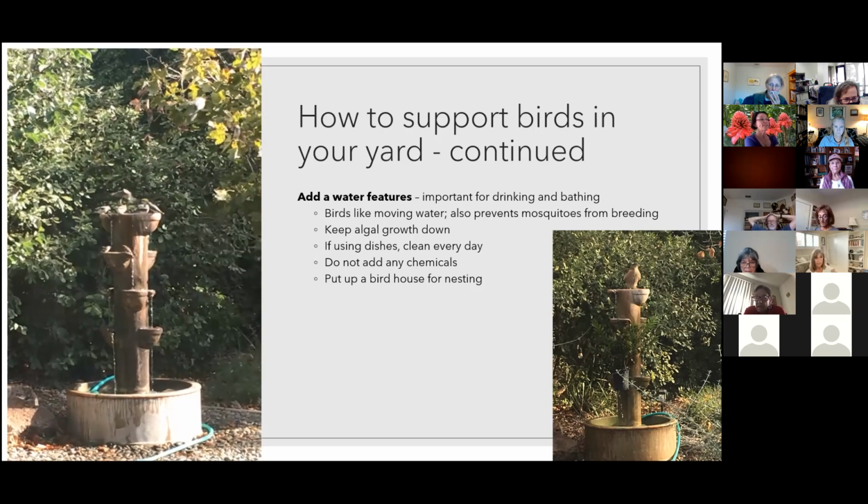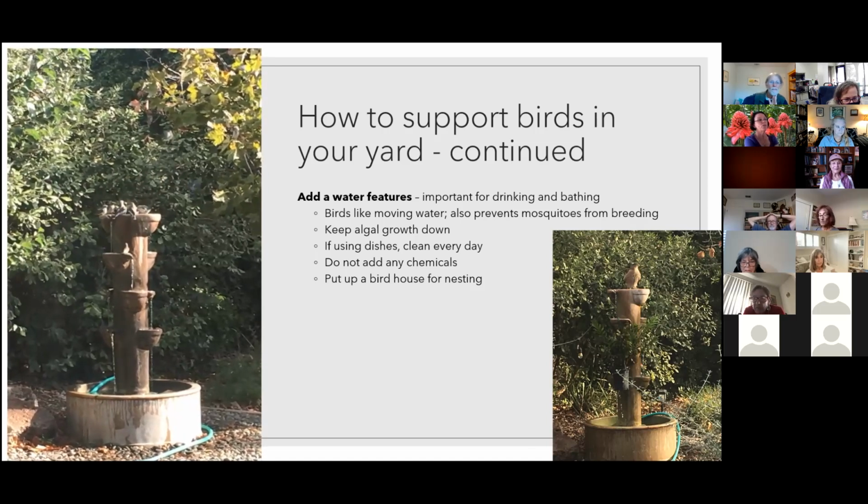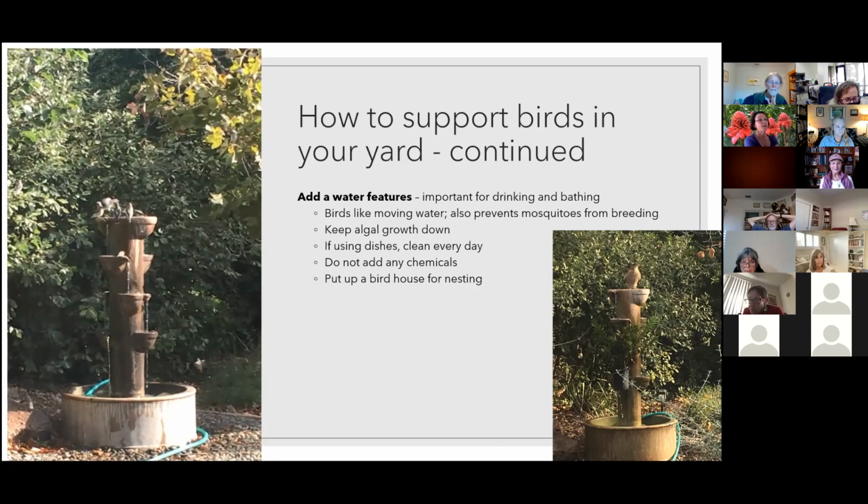You can see here just how busy that little bird bath is. It's really fun to watch, and it's just amazing the kind of diversity that comes by. And then in the bottom right, our local hawk has also learned that there are lots of birds coming by our fountain, so he sticks around and watches who might be visiting to look for a snack.